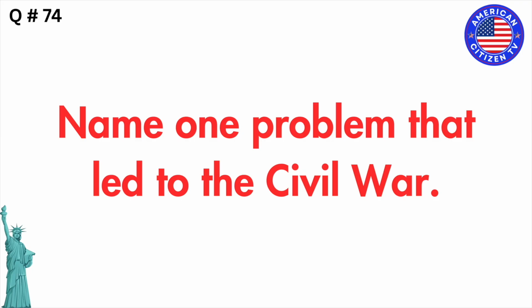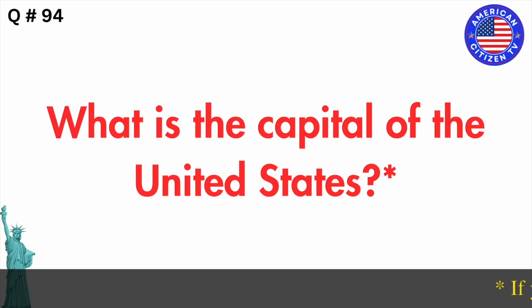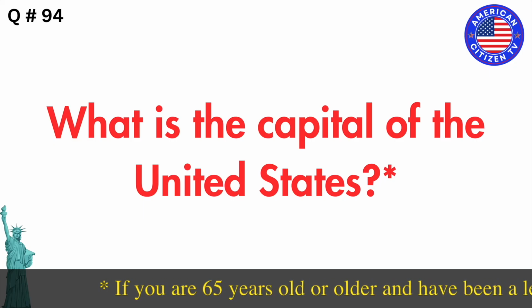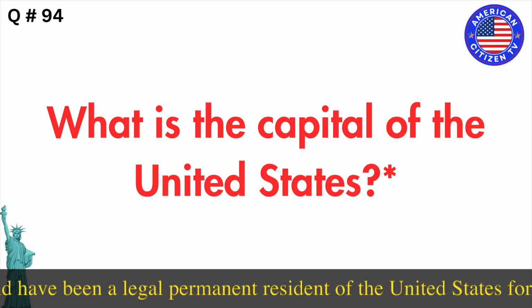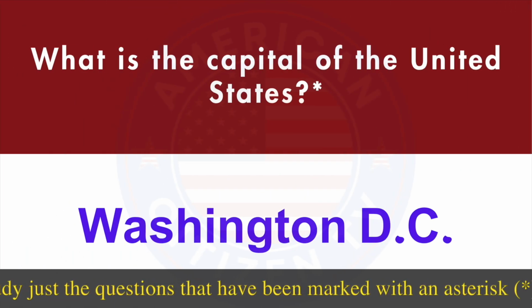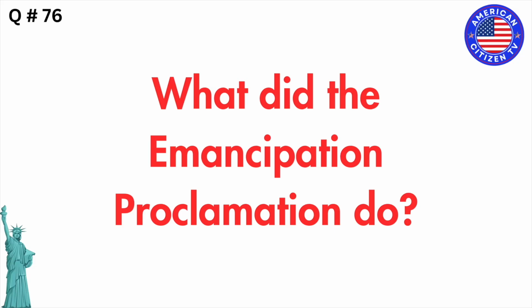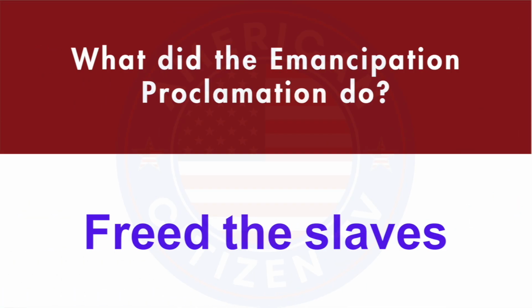Name one problem that led to the Civil War. Slavery. What is the capital of the United States? Washington, D.C. What did the Emancipation Proclamation do? Freed the slaves.